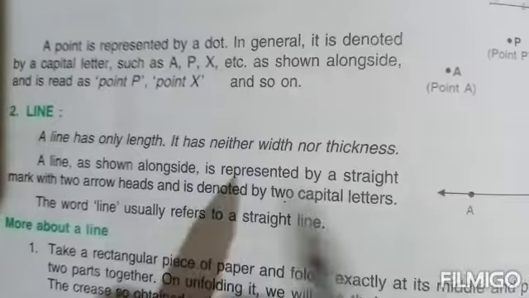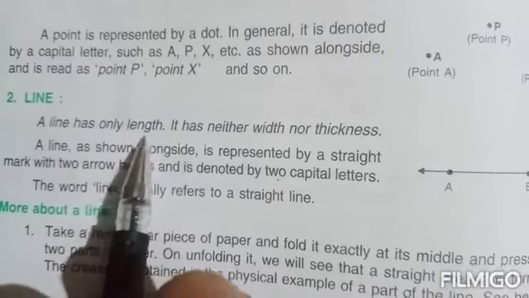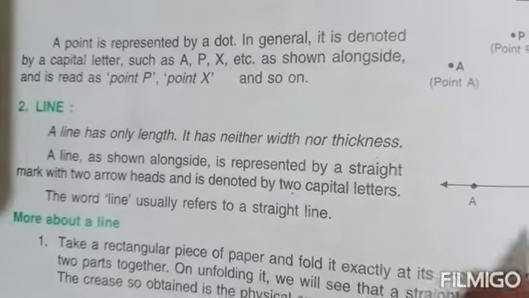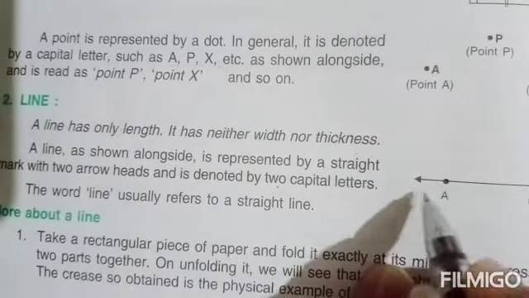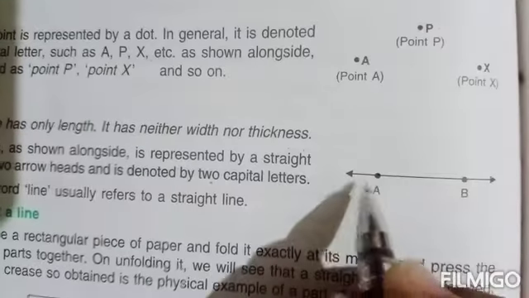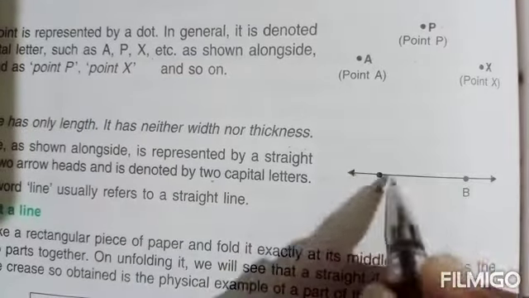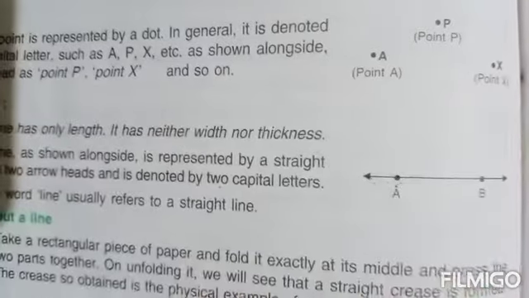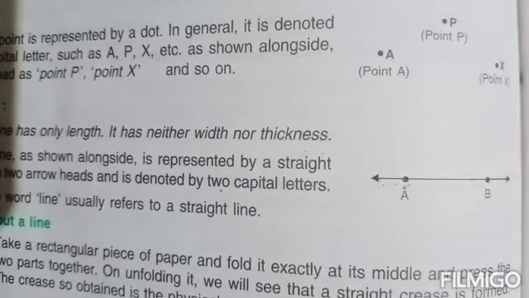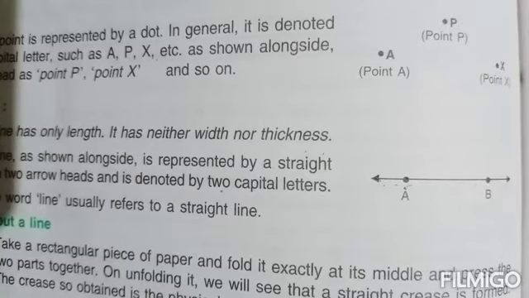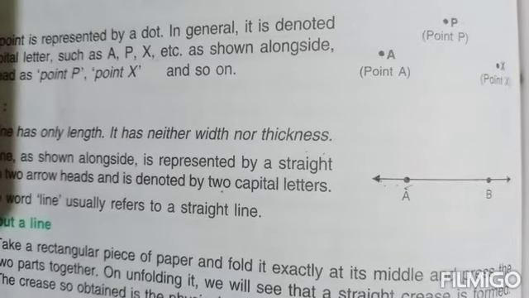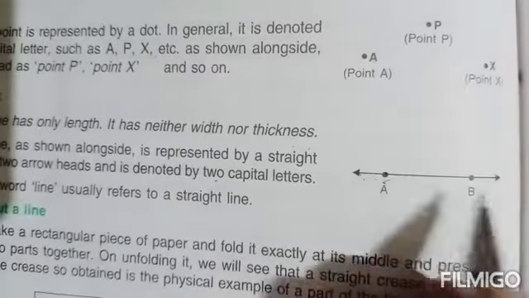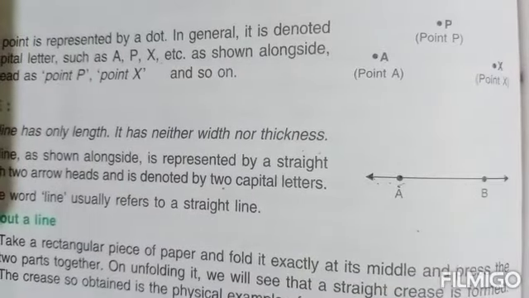Okay. Second one, line. A line has only length. It has neither width nor thickness. So a line means simply a straight line. Okay, straight line and it will go endlessly in both the direction. Okay, these two arrow marks indicates that it will go endlessly in both direction. And this line has only length. It has no width, no thickness. Okay, the word line usually refers to a straight line.